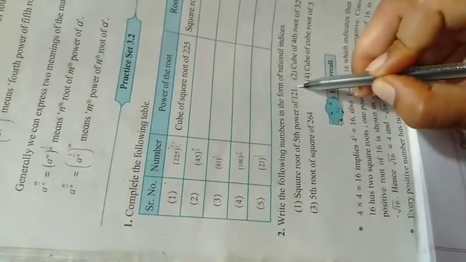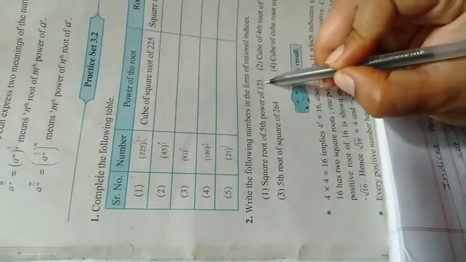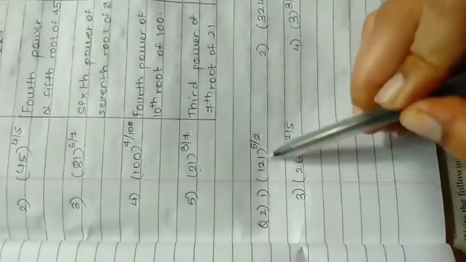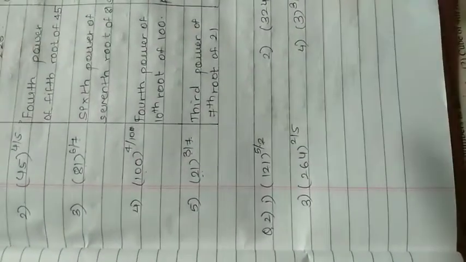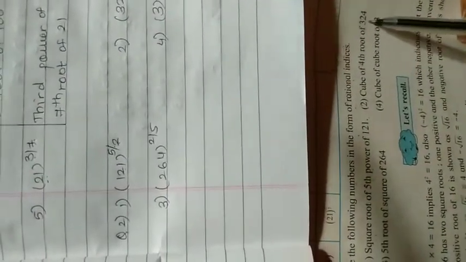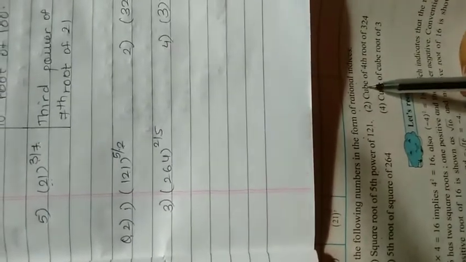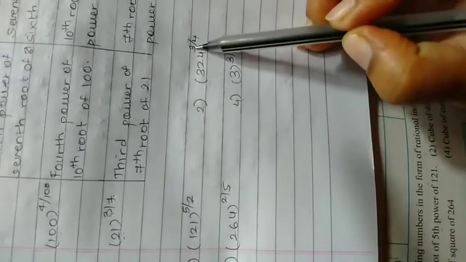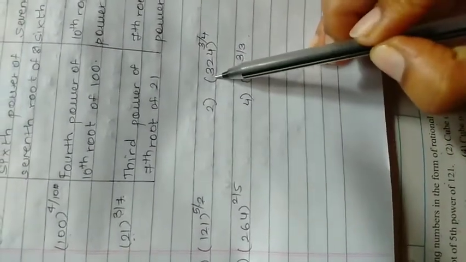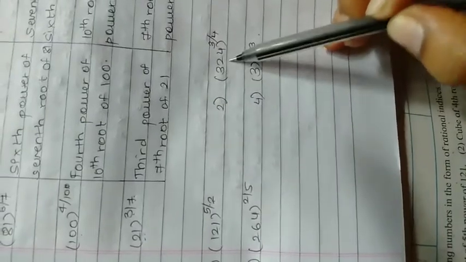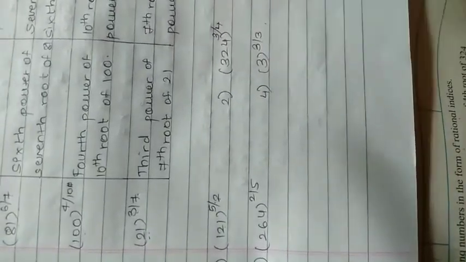So we are given square root of fifth power of 121. So the answer will be 121 raised to 5 upon 2. Moving ahead to the second one, it is cube of fourth root of 324. So cube is your power, root is 4. So the answer will be power is cube, so 3 upon 4 and the value is 324. So the answer is 324 raised to 3 upon 4.